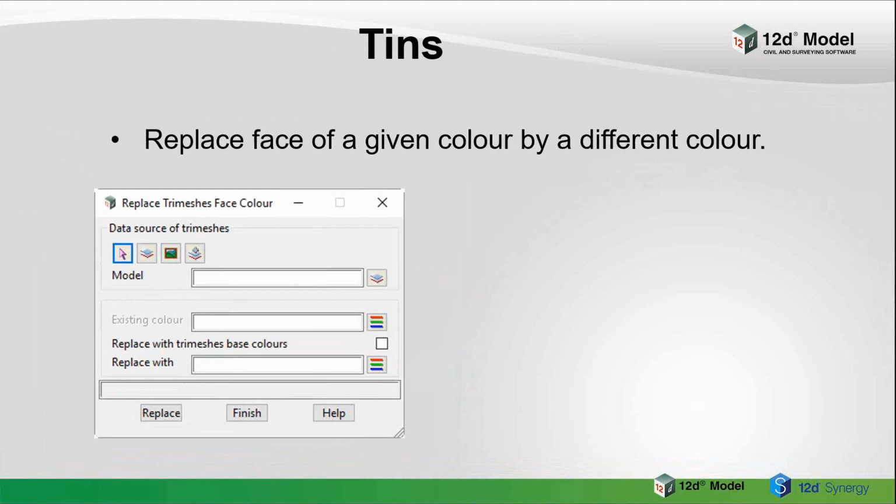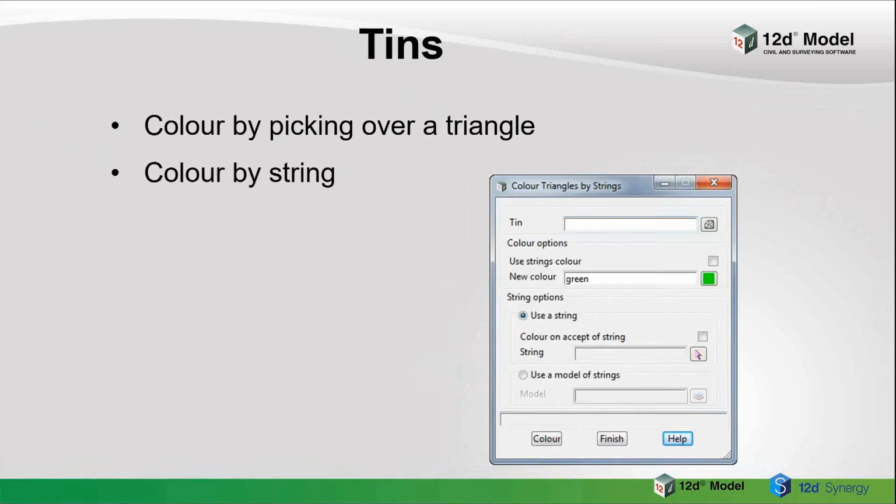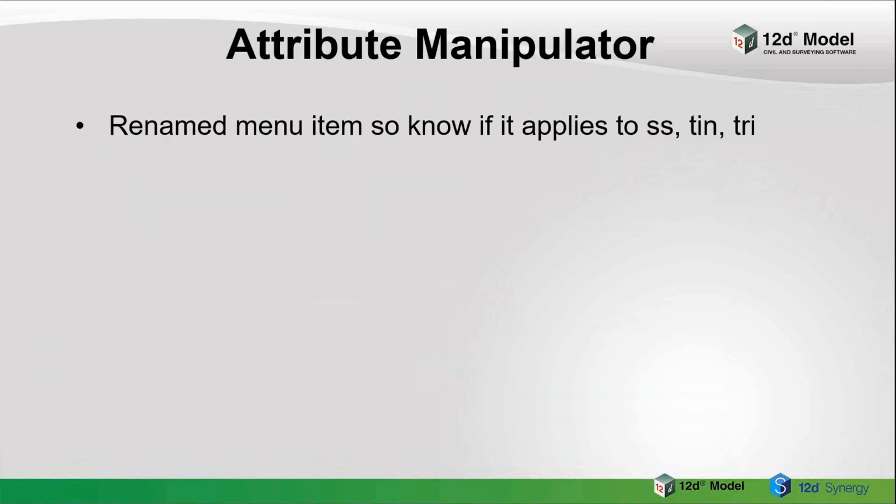You also, now with pins, you can actually colour by picking over a triangle, a bit like the nulling options. So there's a colour triangles by points. You can also do it by all the string ones, the same as the nulling, where you can draw strings or pick strings and colour. And also you can replace triangles of a given colour with a different colour, like you can do with Trimeshes.